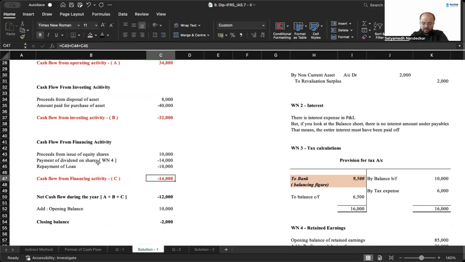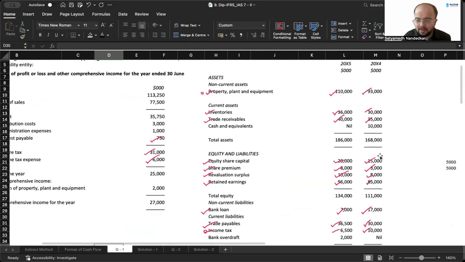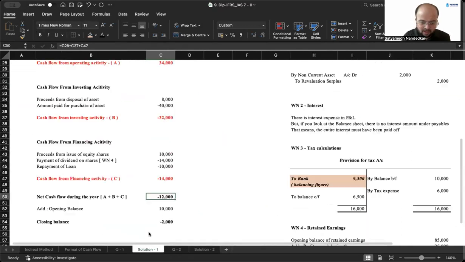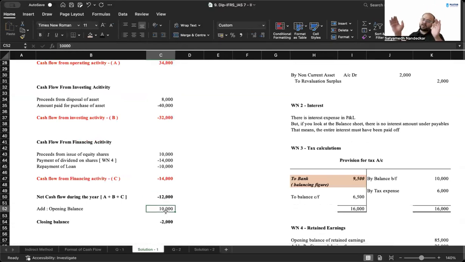You already have cash flow from financing activity 14,000. What is net cash flow during the year? A plus B plus C. Operating 34 minus investing 32 minus financing 14. Net cash flow during the year is minus 12,000. That means your balances fell by 12,000. Now observe what is the opening balance. Opening balance is 10,000. Write it here. You had an opening balance of 12,000. It decreased by 12,000. That means you have negative 2,000.